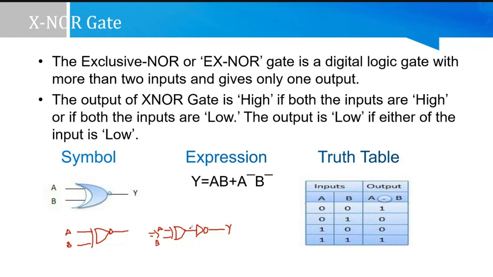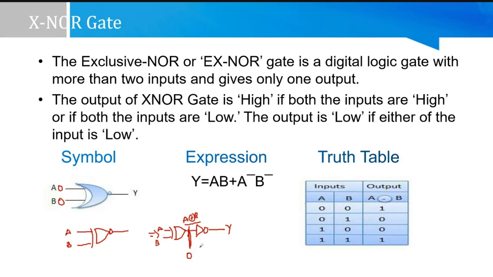So here you can see that this will be A XOR B, and whatever you get at the output here, you will get the inverted of this one. Suppose consider that A is 0 and B is 0. What is the operation of XOR? When A is 0 and B is 0, what will you get at the output? 0. For the XOR, it will be 0.